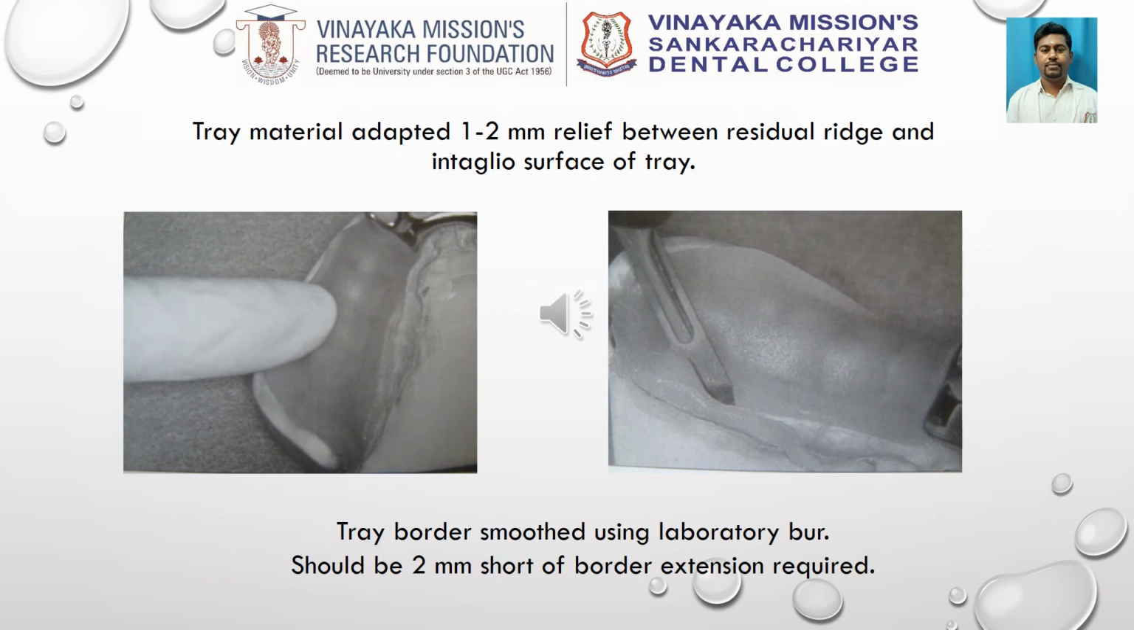On top of the CPD framework, the tray material is adapted, and after adapting, 1 to 2 millimeters of relief is given between the residual ridge and the intaglio surface of the tray for better flow of your fluid wax. The tray border should be smoothened and should be shorter by 2 millimeters for recording the proper extent of the borders.